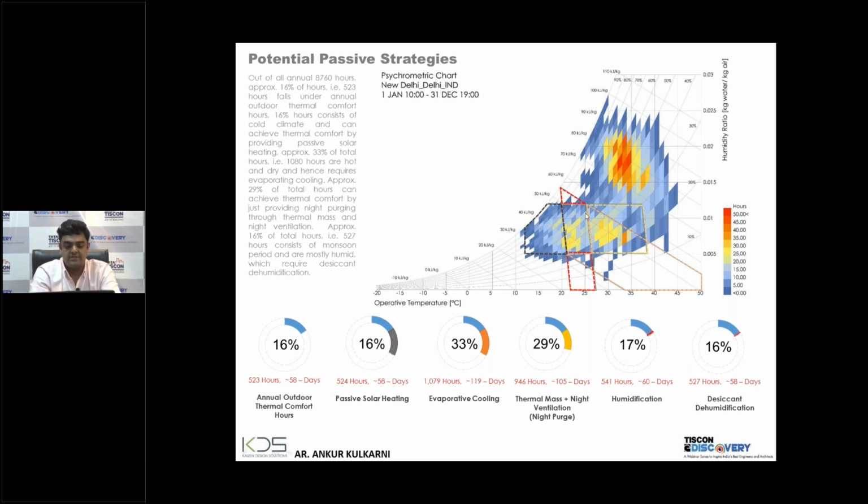So the first one, yes, just 16% of your total hours are comfortable. When I say comfortable, the thresholds are maximum 55% of humidity and temperatures more than 22. So 22 degrees Celsius, around 22 or 23, 24, and humidity up to 55 to 60%. So passive heating, then evaporative cooling, thermal mass and night purging, humidification sometimes, and desiccant dehumidification.